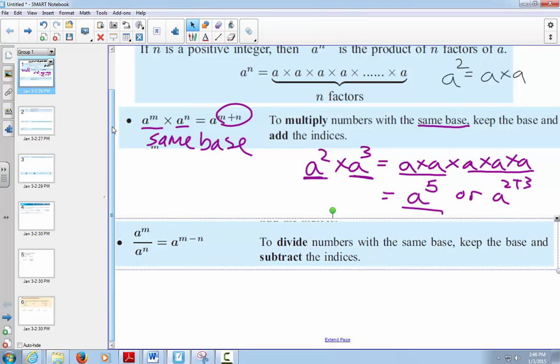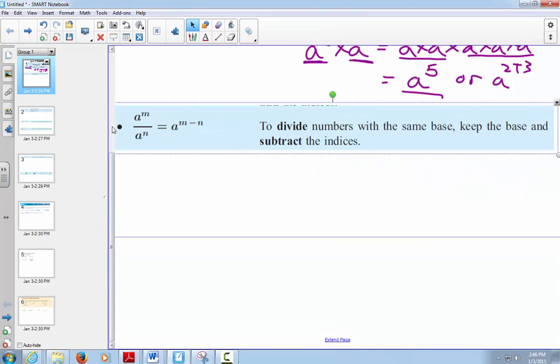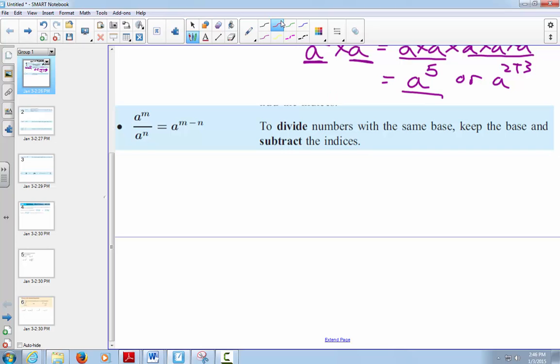Now, scroll it up a bit. We have division. Let's do this one in red. This is saying we're subtracting the exponents when we have the same base. a to the power of m over a to the power of n is the same as writing a to the power of m divided by a to the power of n. So we're subtracting exponents or indices.